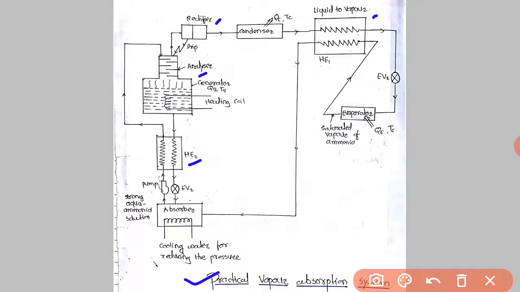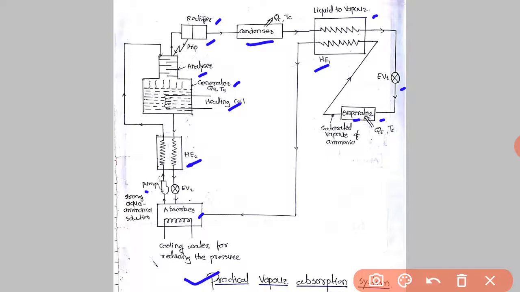The figure shows the diagram of the practical aqua ammonia vapor absorption system. See in the figure the different components. See here: absorber, expansion valve, pump, heat exchanger second, generator, heating coil, rectifier, condenser, heat exchanger second. See here expansion valve 1, evaporator. So the actual process of refrigeration takes place in the evaporator.